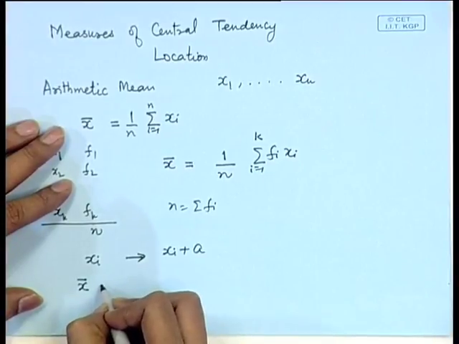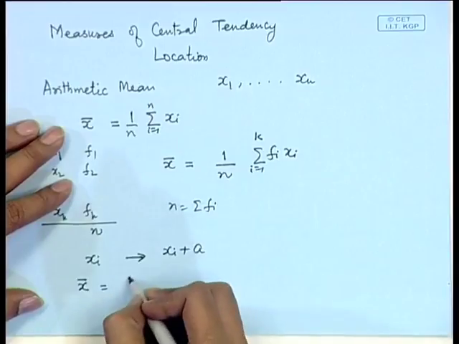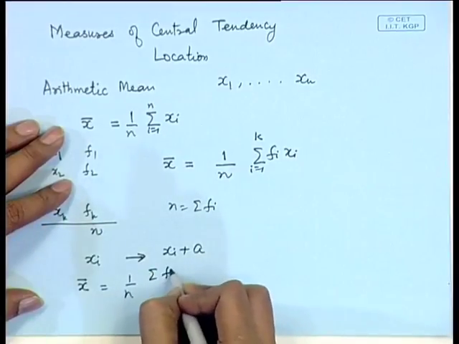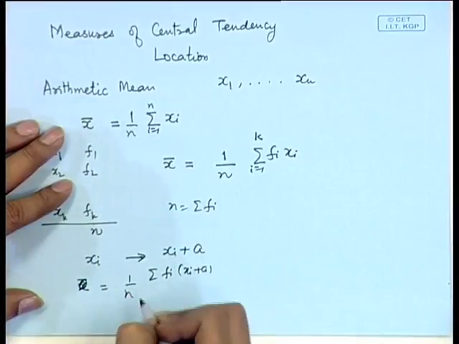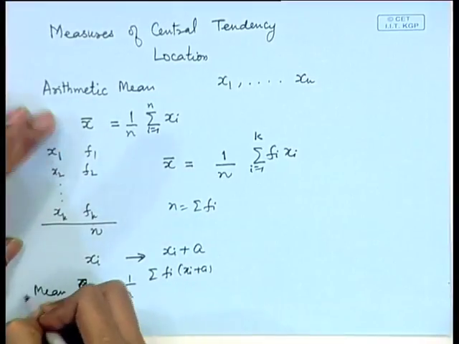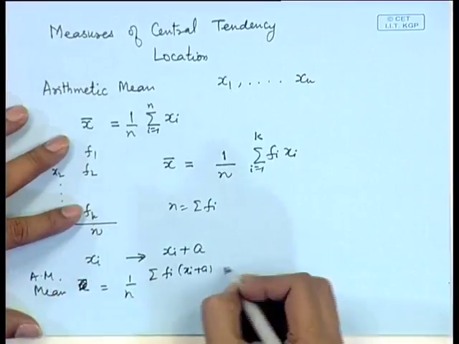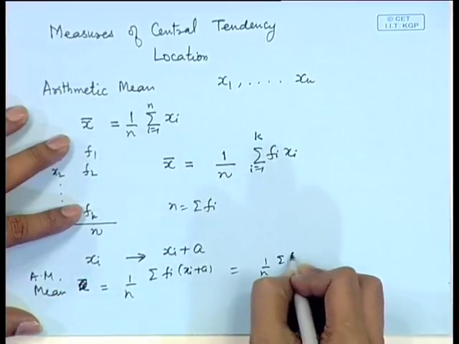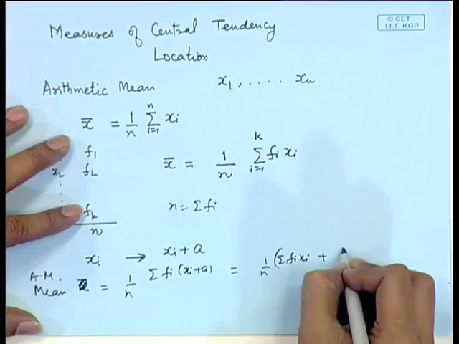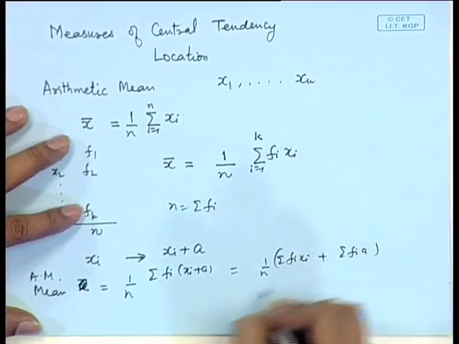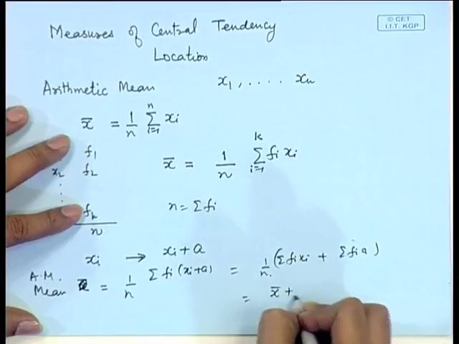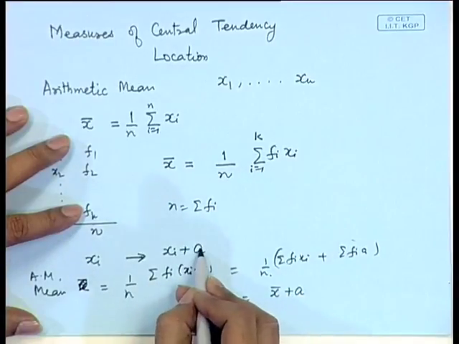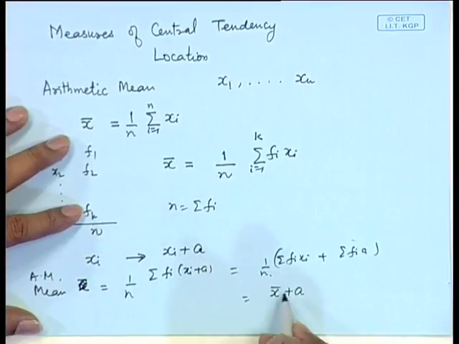So, let me look at this formula: 1 by n sigma f i (x i plus a). That means the mean of this, which is also called a m, is equal to 1 by n sigma f i x i plus sigma f i a. Now, sigma f i is n. So, this n cancels out and you are left with x bar plus a. That means, if each observation is shifted by a certain value, then the mean is also shifted by that value.